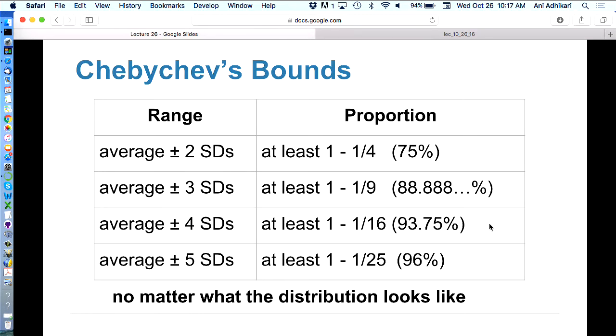Any result that applies to all distributions, no matter what, is very, very handy. Because if you know the average and the SD, you genuinely know where the bulk of the histogram sits. A number of students asked me, what if I want to use the median as my measure of center, then what would I use as a measure of spread? You can't use the SD because it's defined relative to the average for very good reason.